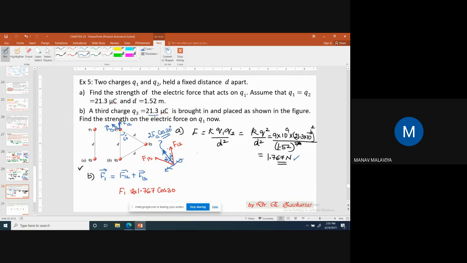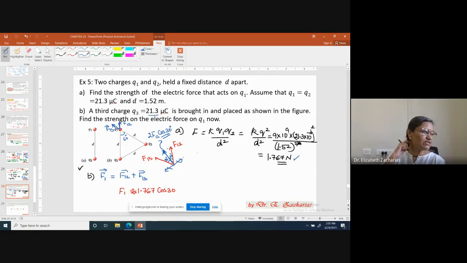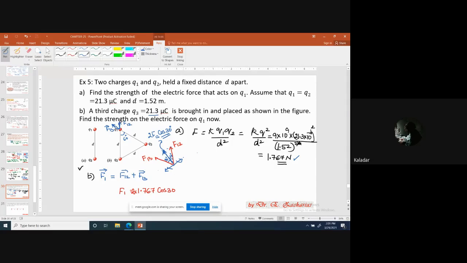Please always, I know students have a problem with sine and cosine. Please treat the vector whose components you are trying to find as the hypotenuse of the right angle triangle. With respect to that, look at where your theta is and then try to draw the third side. Then you know that this is the base. Therefore, cosine. Is that clear?